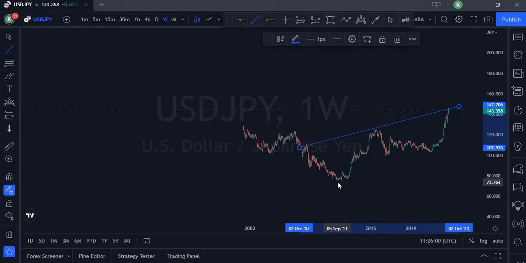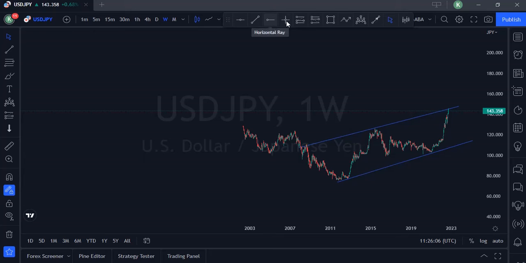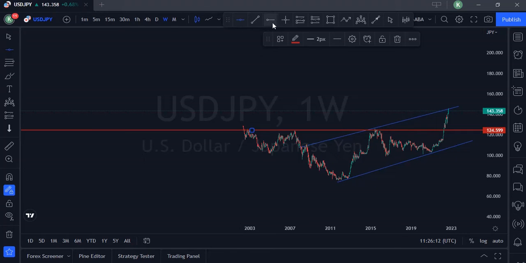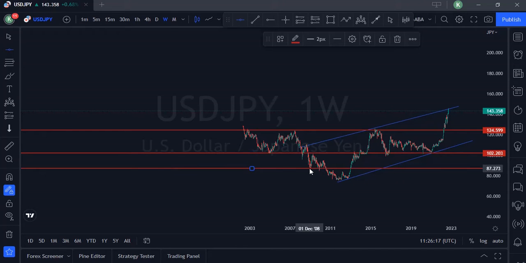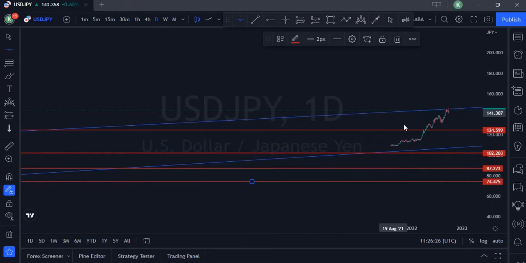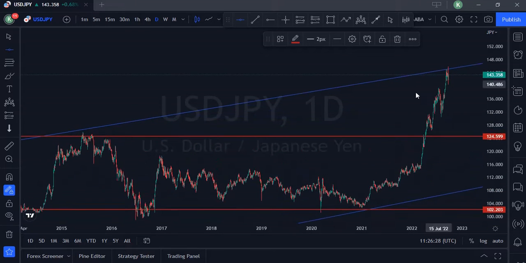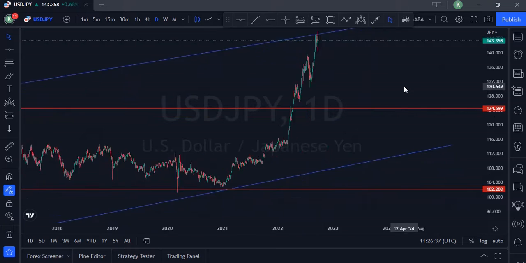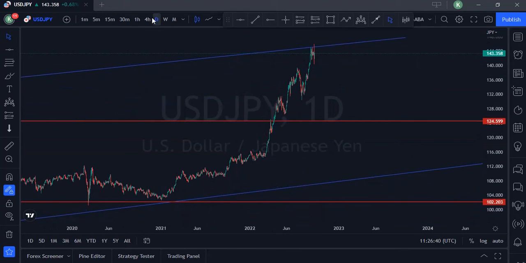Let's put a trend line here, and also the bottom one. What else in the horizontal lines to cater the levels? I think also here and here and here. Then let's go to a daily time frame to see more clearly. Okay, sorry, let me remove this one. Yeah, so I think we got everything in order.